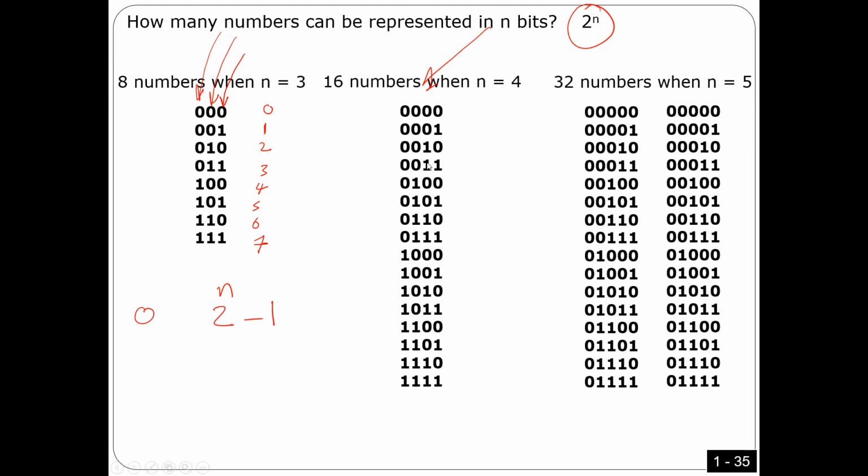2 zeros, 2 ones. 4 zeros, 4 ones. 16 zeros, 16 ones. That's it. And the total now is 16. Okay. Same thing for 32. So is that okay? Easy, right?